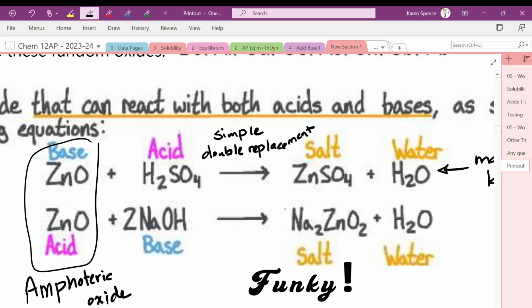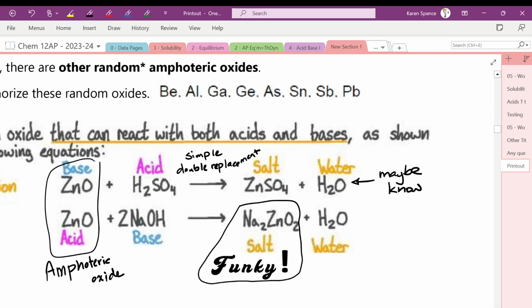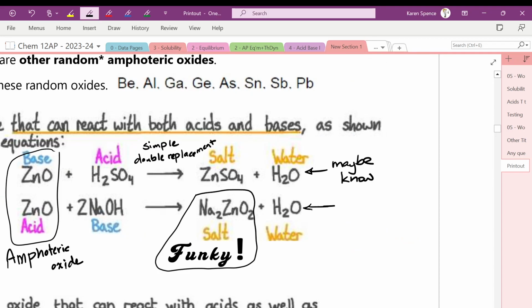Okay, so this is funky. We don't know what the heck is happening here. It is a crazy thing. Would I expect you to predict that? No. Don't worry about it. Just know that the amphoteric oxide can react with the base. You don't have to predict the products.